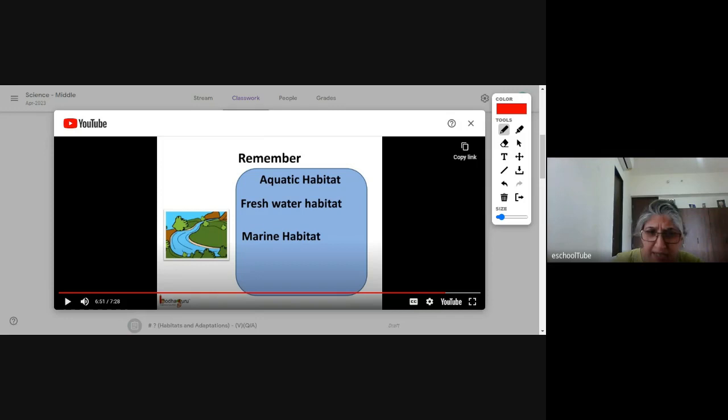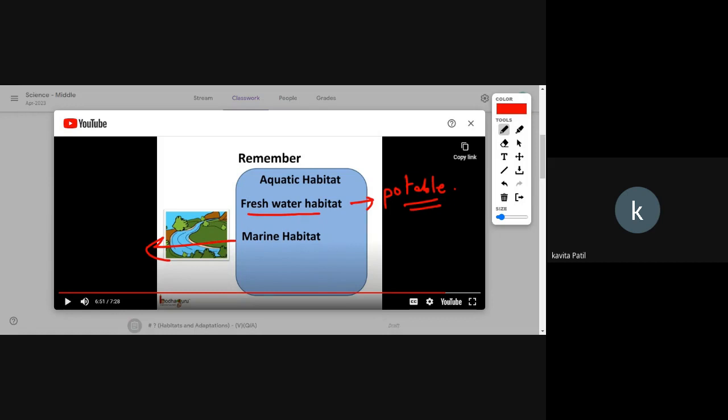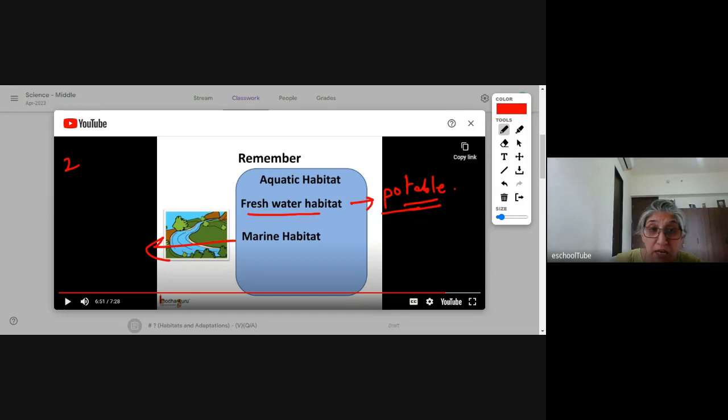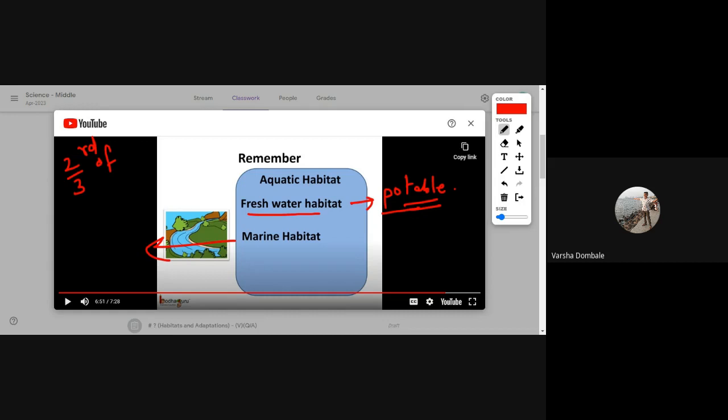Freshwater habitat is the potable water. Ma'am, which is drinkable for the fishes. Yes. So basically, who can tell me how much, two-thirds or one-third of the... 0.3. Nay, how much of the earth is water?